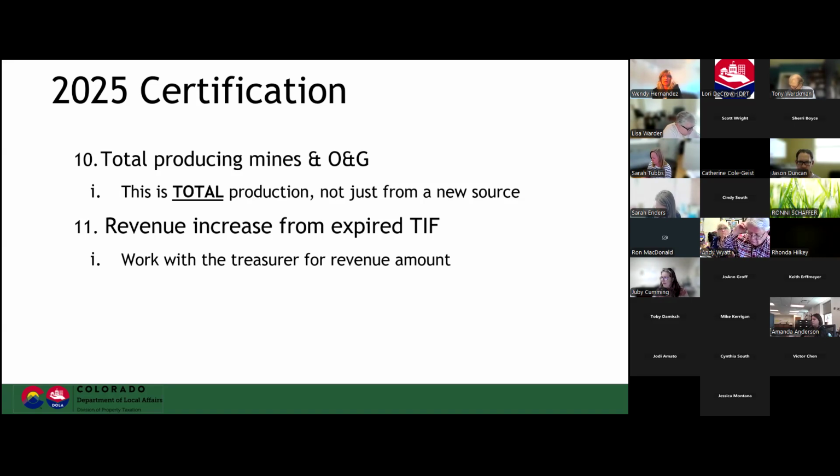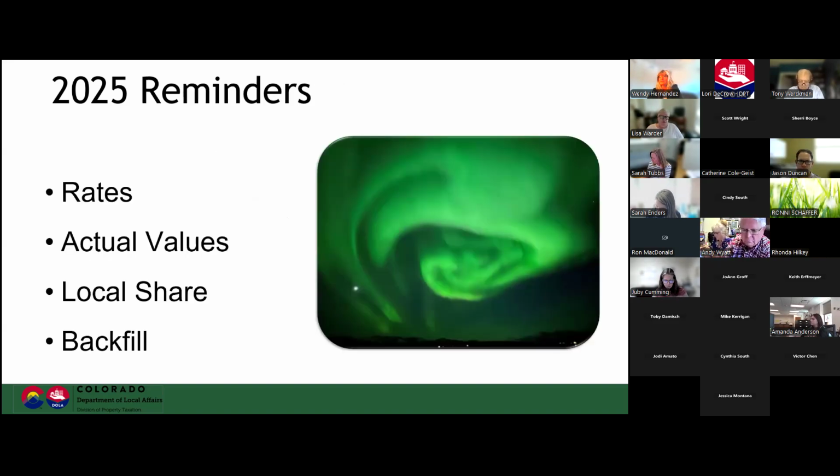And then line 11, this is also new. We are going to report the revenue increase from an expired TIF. Because it's revenue, we are going to get that information from our treasurer, and we're going to report it on this line. And that is all that I have on the new certification form. Remember, you're going to report this on August 25th with your current certification form. And it should be simple.